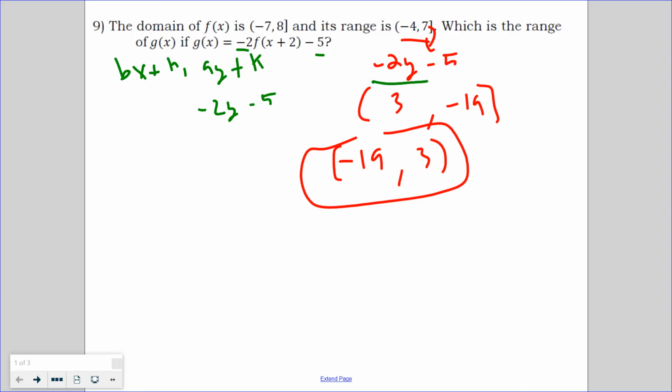It's just a transformation: -2 f of x plus 2 minus 5 is a transformation of the graph f of x. So I know this transformation rule, and the bx plus h will be just x minus 2. This transformation rule right here transforms your x and y points into your transformed x and y points. So that's how I figured out the -2y minus 5.